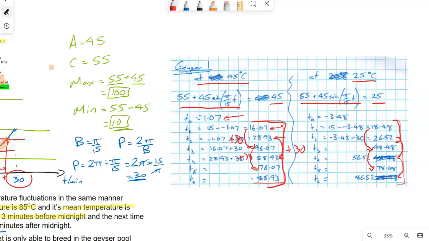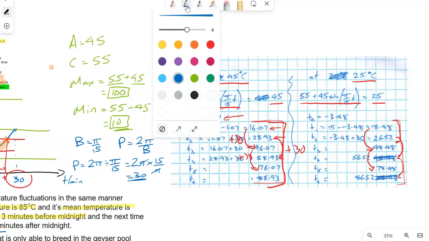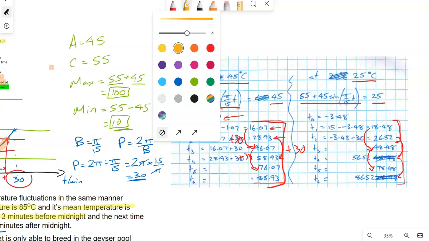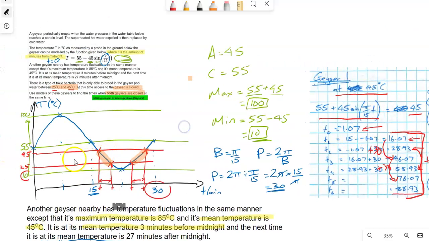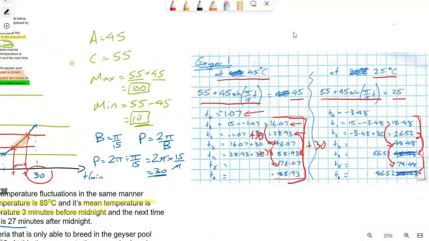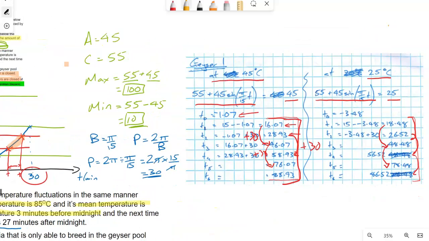Okay, so there's geyser 1, and so this means the geyser is closed when it's between 45 and 25. So looking at that, between 45 and 25. So the geyser is closed between 16 and 18, between 28 and 26. Oh, that way it's the other way, isn't it? Between 46 and 48, between 56 and 58, right?